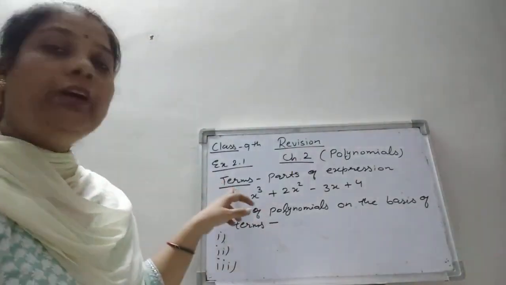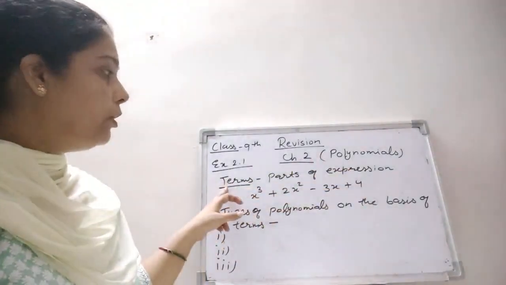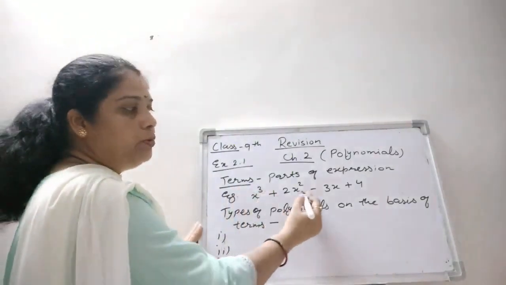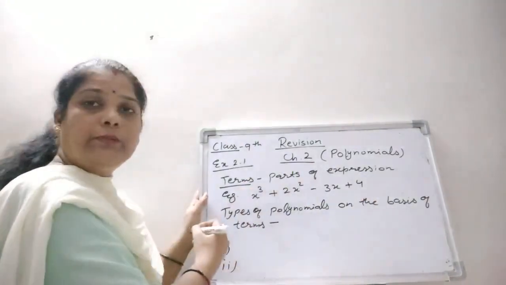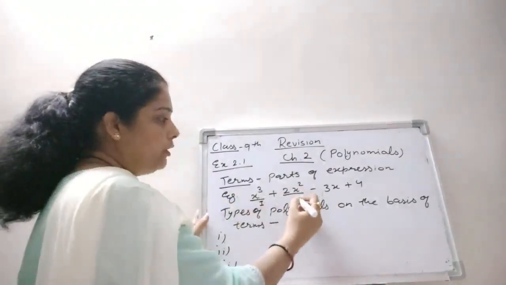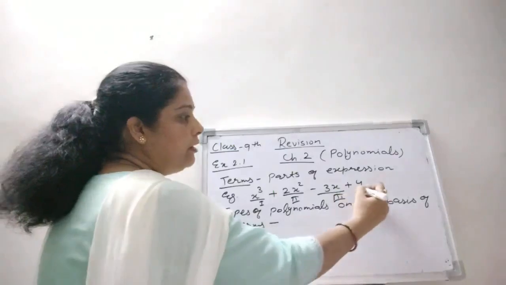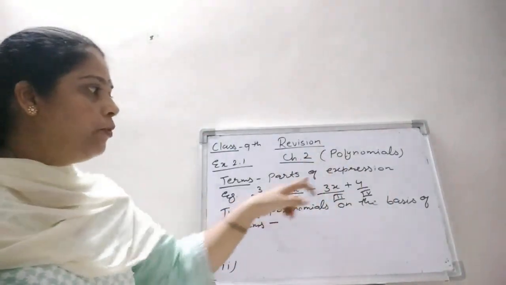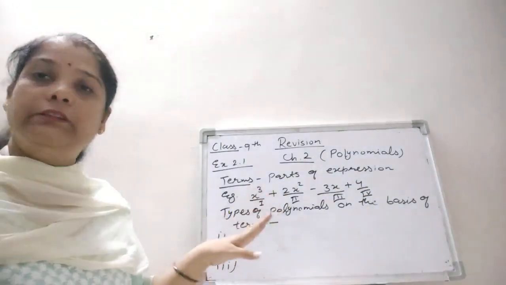Now next point is terms. What are terms? Parts of expression. Parts of expression is called terms. For example, x cube plus 2x squared minus 3x plus 4. Here in this expression we have 4 parts. This is the first part x cube, 2x square is the second part, negative 3x is the third part, and 4 is the fourth part. Means we have 4 terms in this expression, and terms are divided by plus and minus sign.